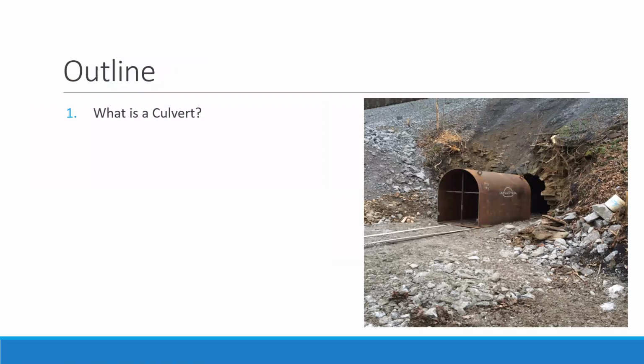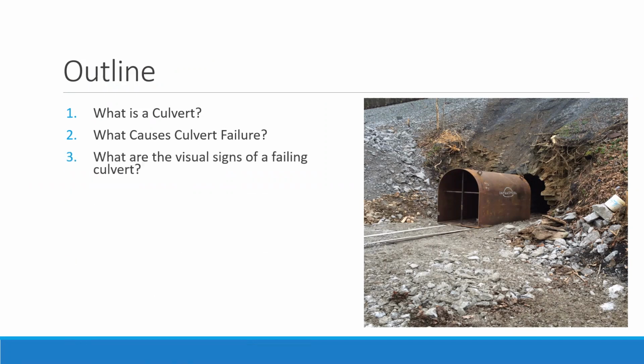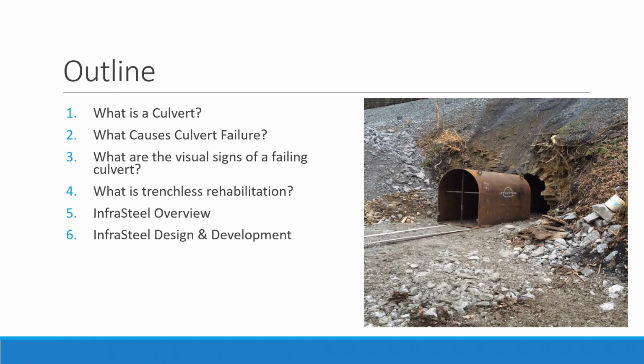Our learning objectives today are, first, to define what a culvert is, what causes culvert failure, what the visual signs of a failing culvert are, what trenchless rehabilitation is, an overview of InfraSteel, the InfraSteel design and development story, a look at a few project case studies, a review of project considerations, and finally, Q&A.